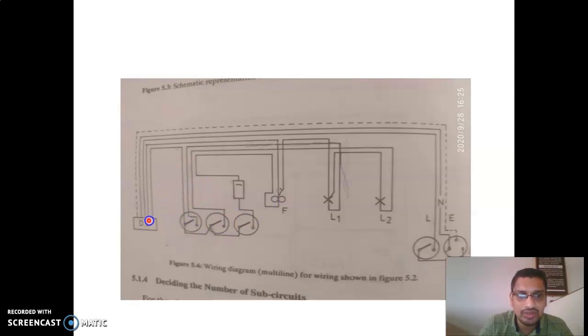And neutral, so this is the second line, that is the neutral of sub-circuit 1. This neutral we directly connect to each load. So we first connect directly to the fan, then from the fan we connect the neutral point to the first lamp point, then from the first lamp point we connect to the neutral of the second lamp point.